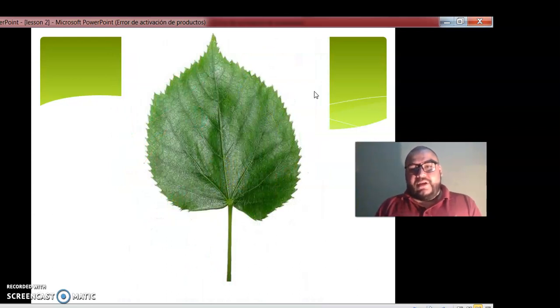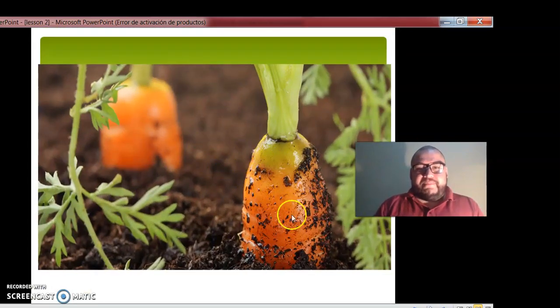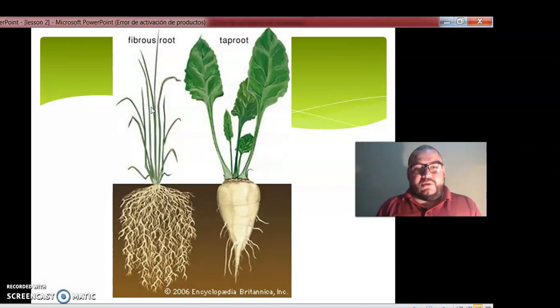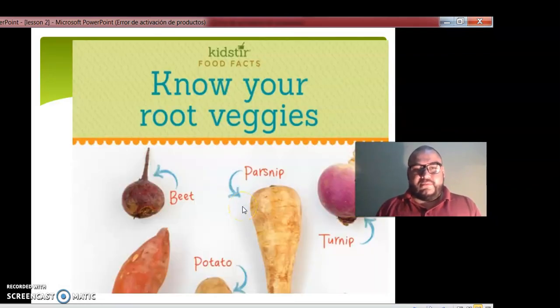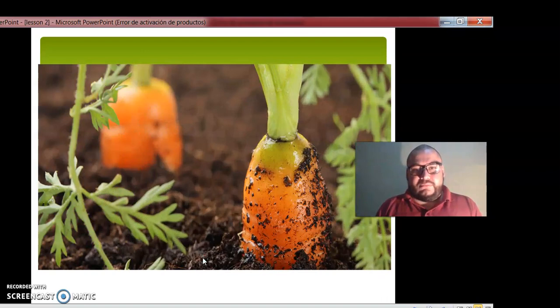Leaves. If it's only one, it's leaf. Roots. For example, the carrots. Roots. Look. The potato is a root. The potato. Very good.